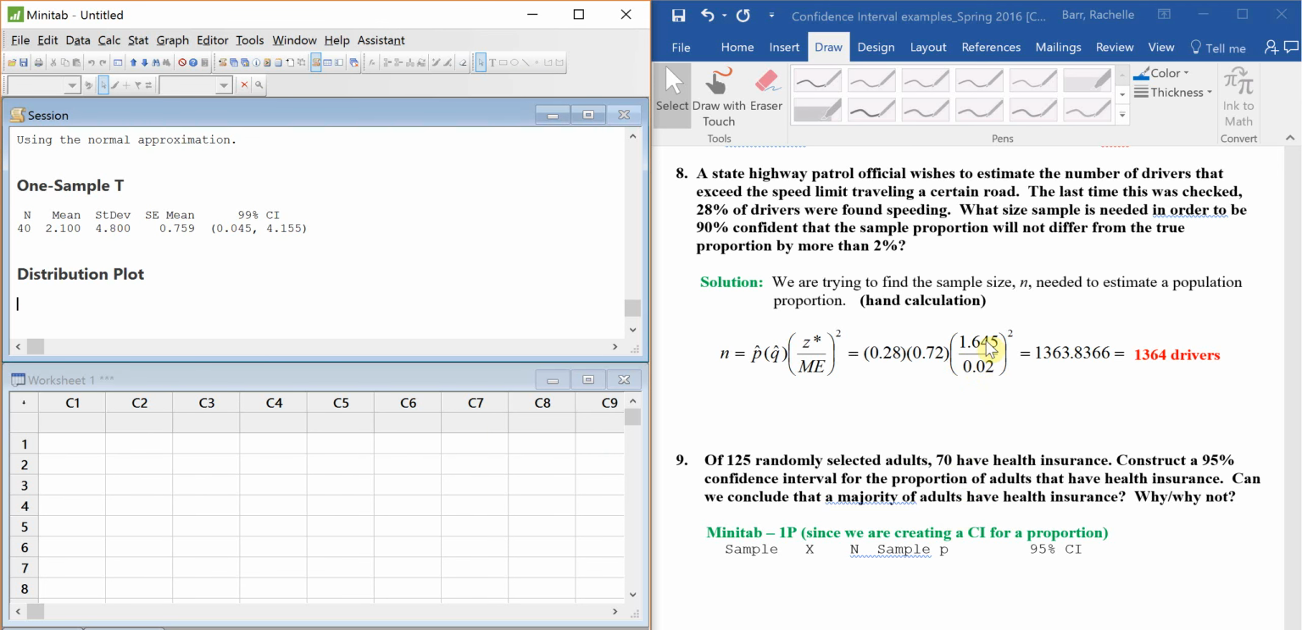And then the margin of error was given to us. You put it that way into your calculator. Be careful with your order of operations. If you're coming up with something weird, divide first, then square, multiply, multiply.